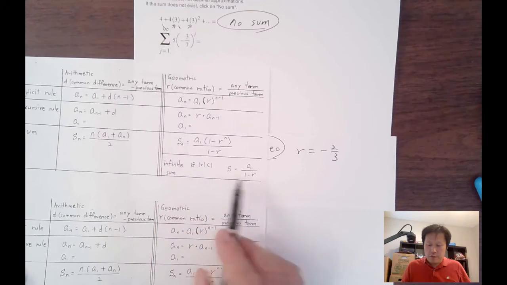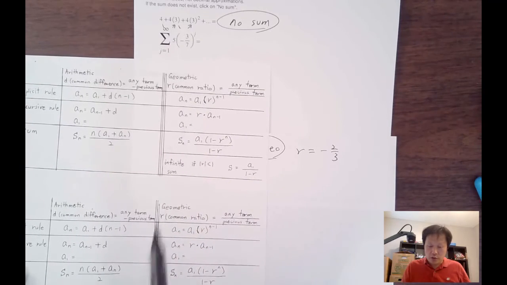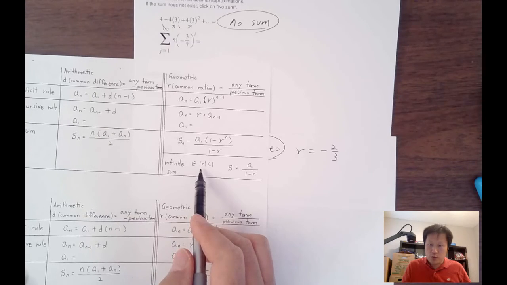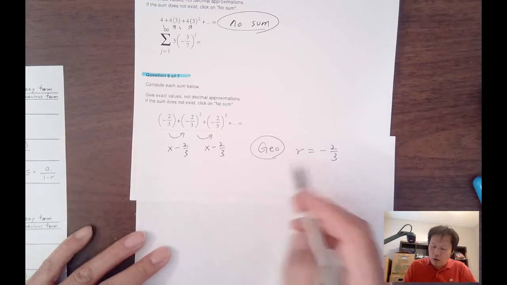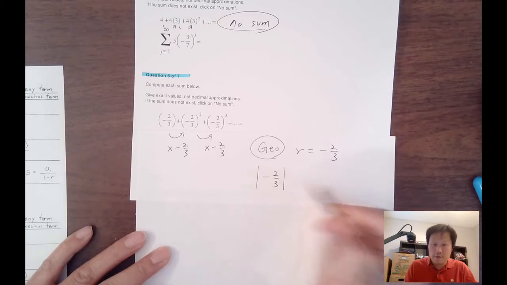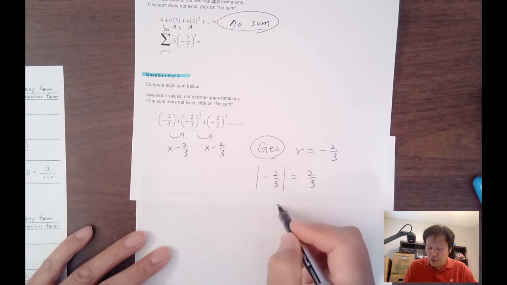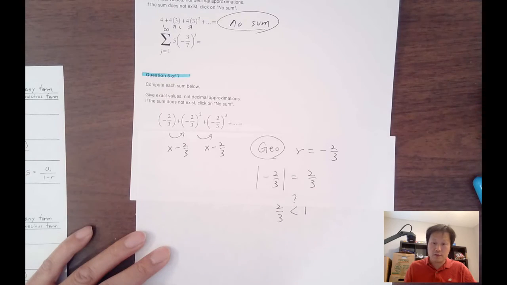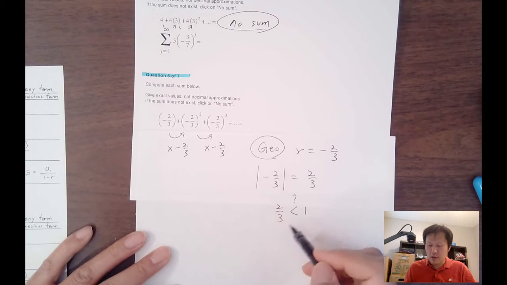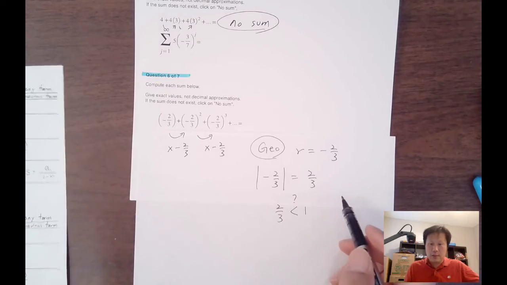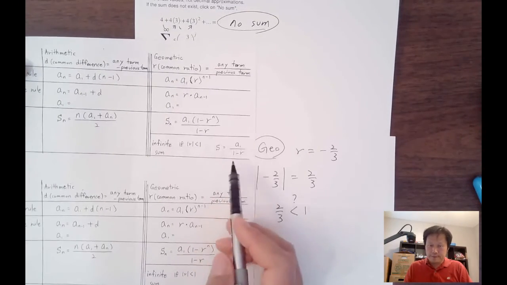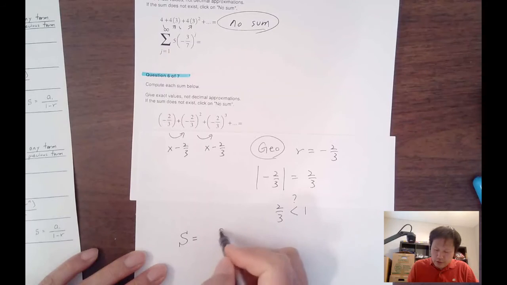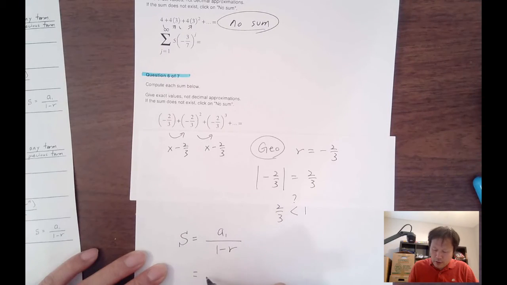Check the condition. Absolute value of r less than 1. Is that true? If you look at r is minus 2/3, take the absolute value of that, it becomes 2/3. You're questioning, is 2/3 less than 1? True or false? True. 2/3 is like 0.6666 as a decimal. It is less than 1. What does that mean? We get to use this formula. So S equals a sub 1 all over 1 minus r. a sub 1 is the first term, which is minus 2/3. 1 minus r, r is minus 2/3. Make sure you put parentheses.